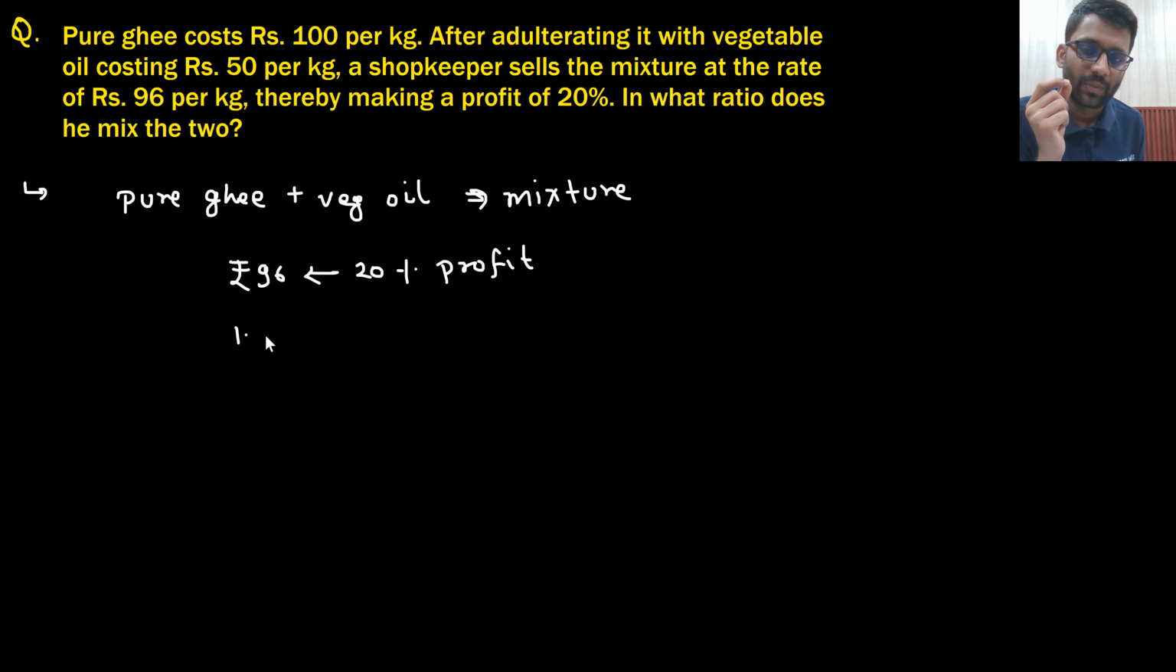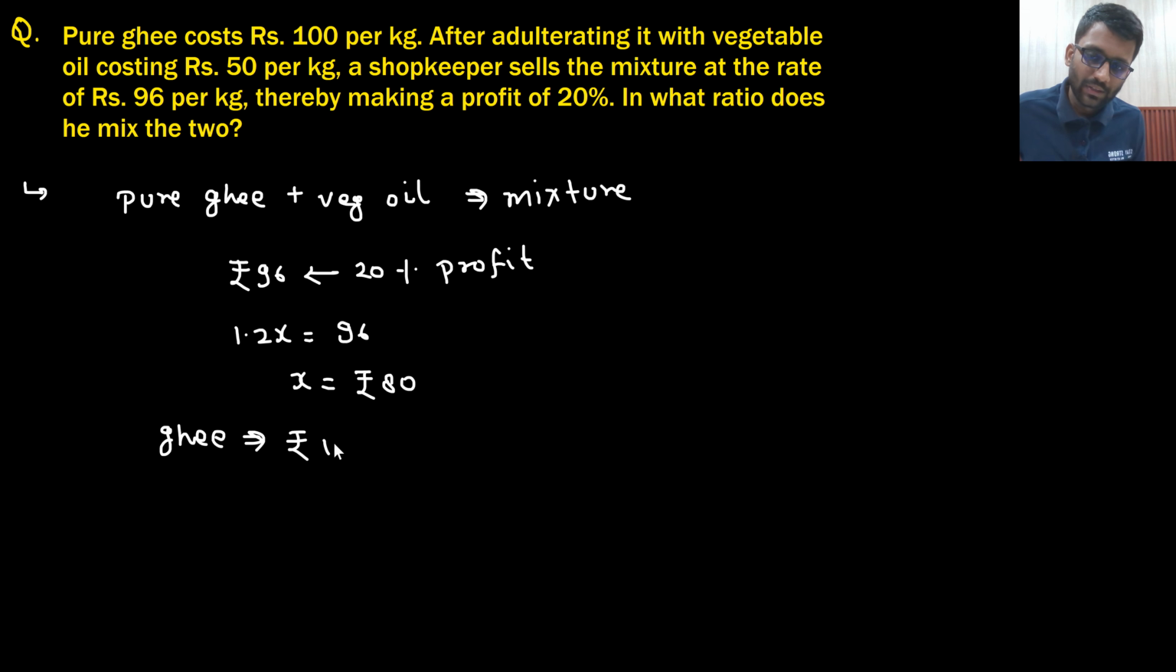That means what was the actual price? He is getting 96 rupees. Actual price was 96 by 1.2. So actual price was 80 rupees. So he has ghee of rupees 100 per kg and vegetable oil of 50 rupees per kg.